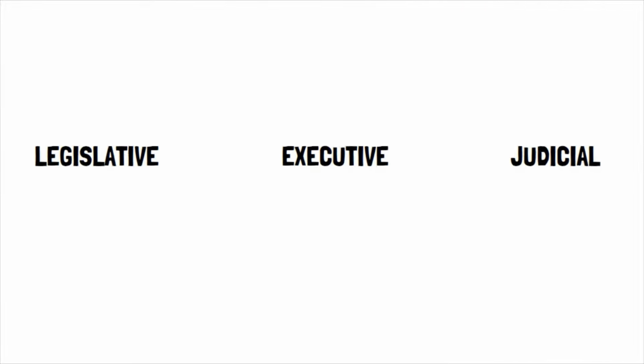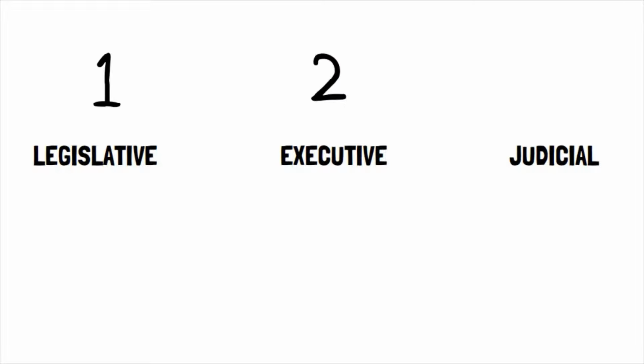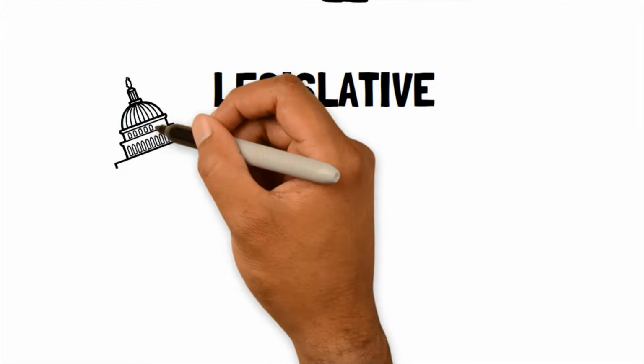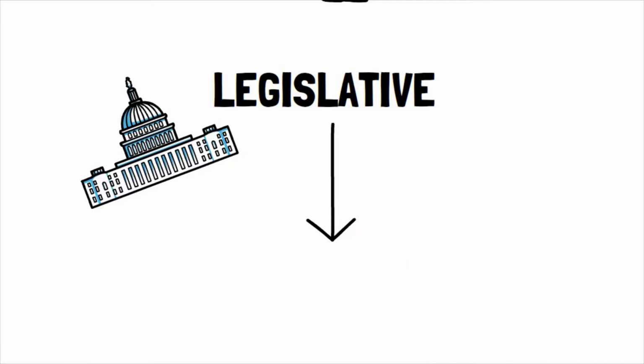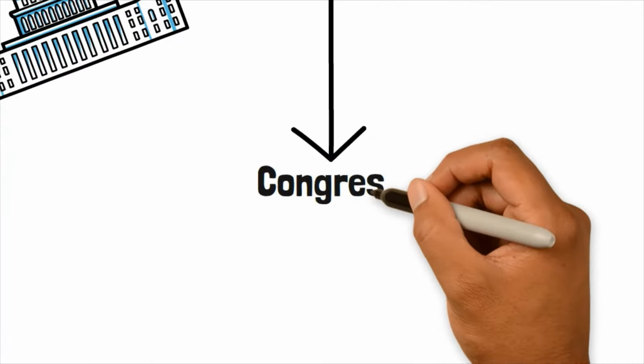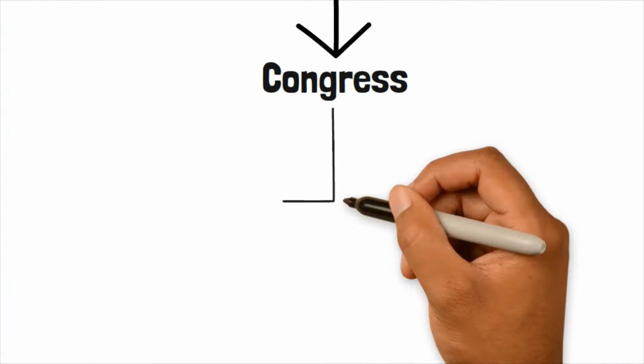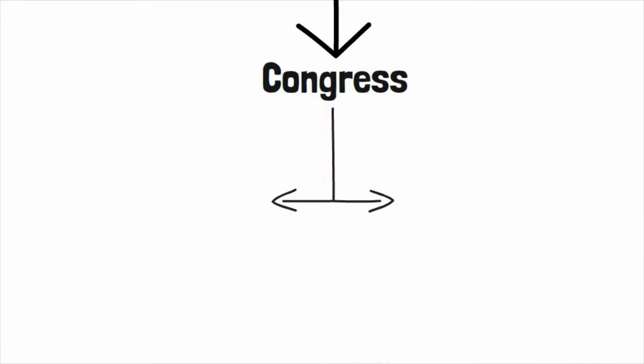Moving on to the actual operation of the government, each of the three branches has a different function and is organized in a different way. The legislative branch is responsible for creating laws, or legislation. It's composed of Congress, a body of elected officials from all over the country, and is divided into two groups, the House of Representatives and the Senate.